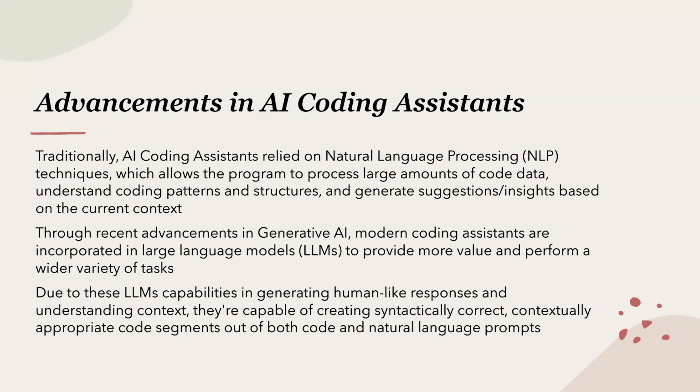Traditionally, AI coding assistants relied on natural language processing, or NLP, techniques, which allow the program to process large amounts of code data, understand coding patterns and structures, and generate suggestions and insights based on the current context. However, through recent advancements in generative AI, modern coding assistants incorporate large language models, LLMs, to provide more value and perform a wider variety of tasks. Due to these LLMs' capabilities in generating human-like responses and understanding context, they're capable of creating syntactically correct, contextually appropriate code segments out of both code and natural language prompts.